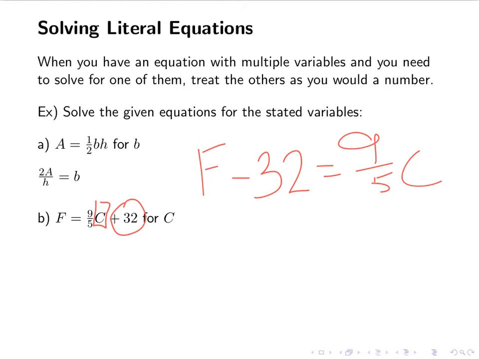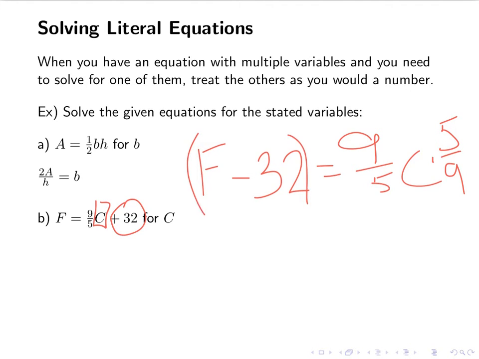And now I have 9/5 times C. So to undo multiplication, I have to do division. So I would divide by 9/5, but it's a fraction. And remember, you divide by a fraction by multiplying by the reciprocal.